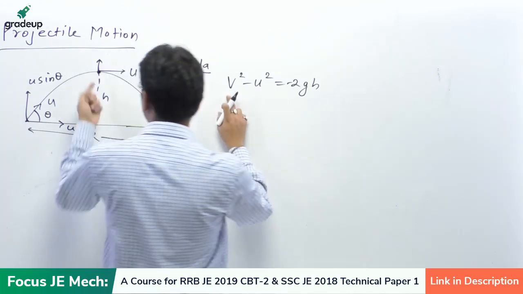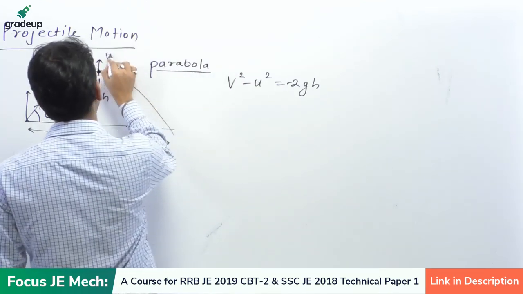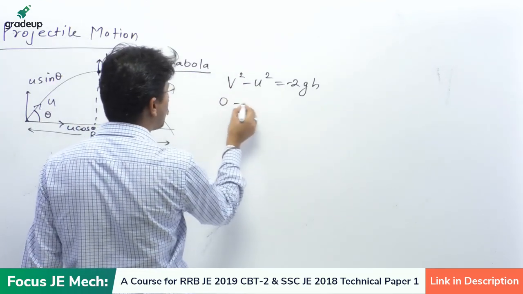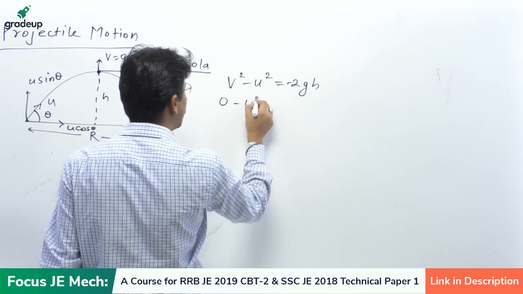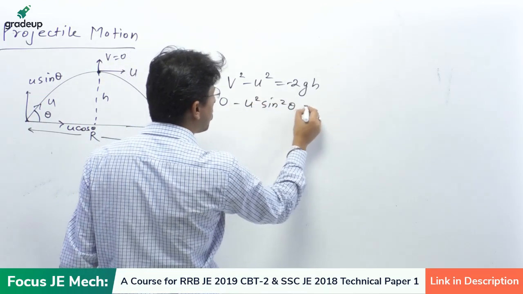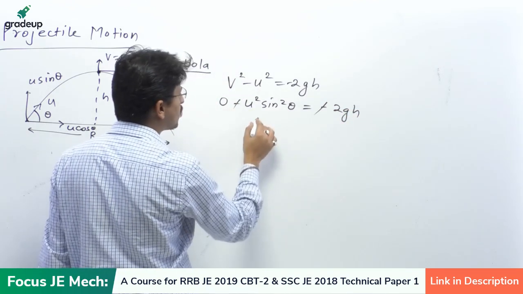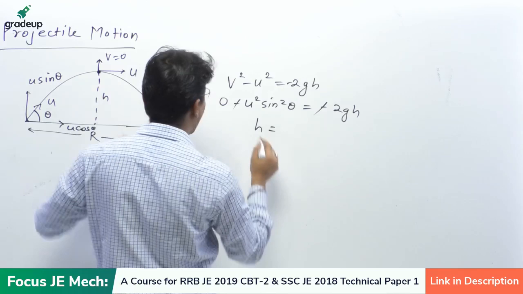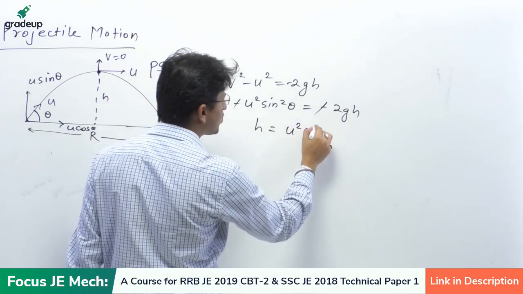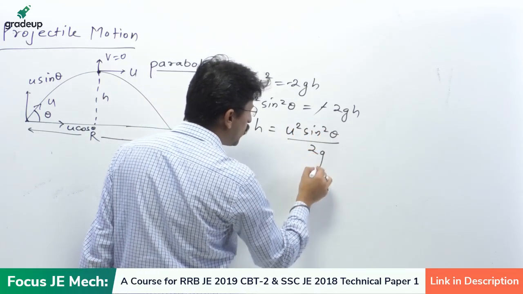Okay, and the final velocity in the vertical direction will be equal to 0. So we write it 0 minus, this is your initial velocity, u square sine square theta minus 2gh. From here, the minus and minus go off, and we get h, that is the maximum height, is equal to u square sine square theta divided by 2g.